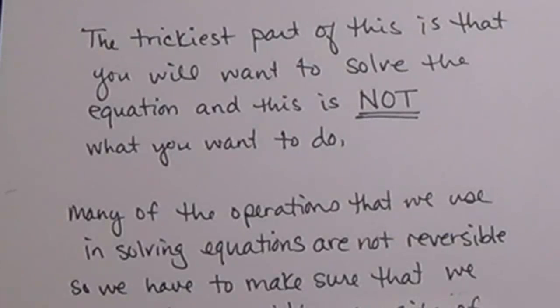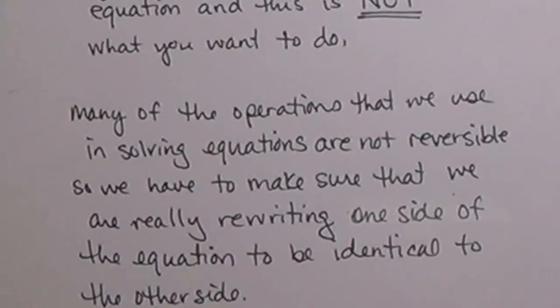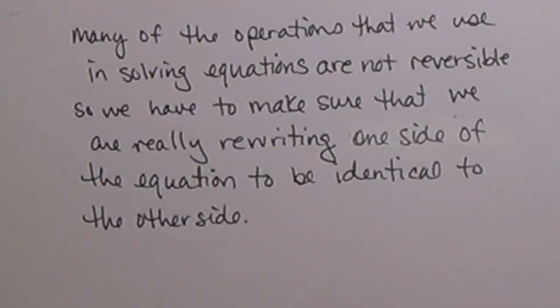Okay. When we are given an equation and asked to solve, we're looking for that one value that makes sense in the equation. When we're looking at an identity, we are actually trying to show that two sides are equivalent, and so we can't always use the same operations. Many of the operations that we use in solving equations are not reversible. So we have to make sure that we're really rewriting one side of the equation to be identical to the other side. Some examples.